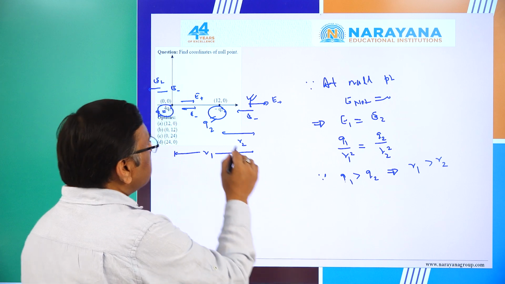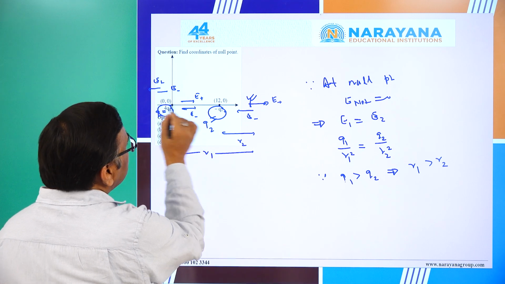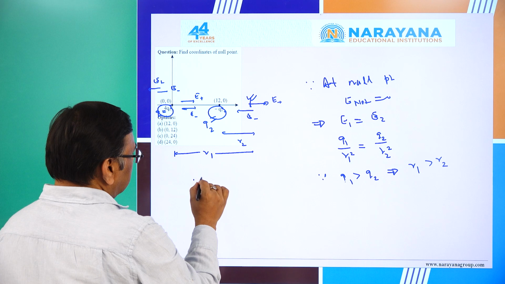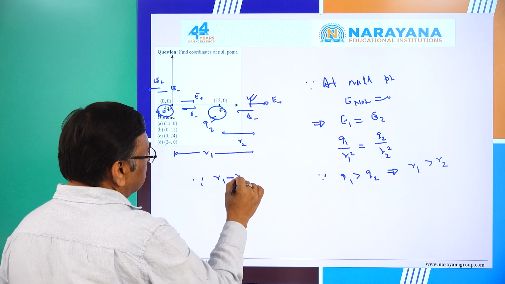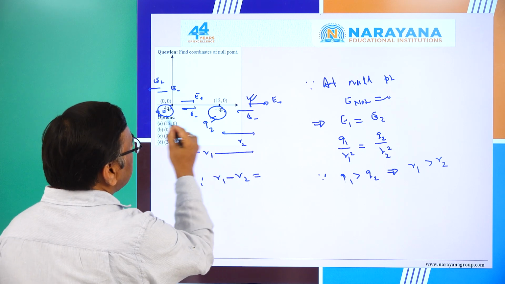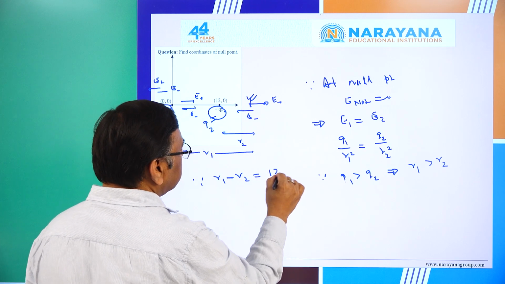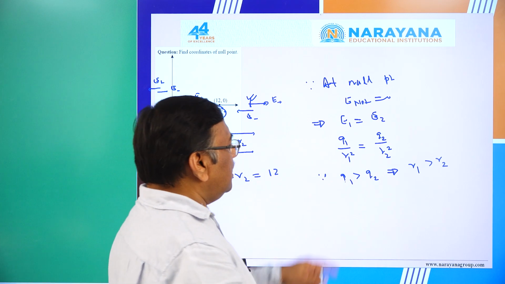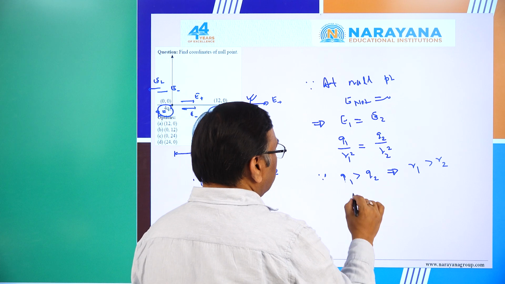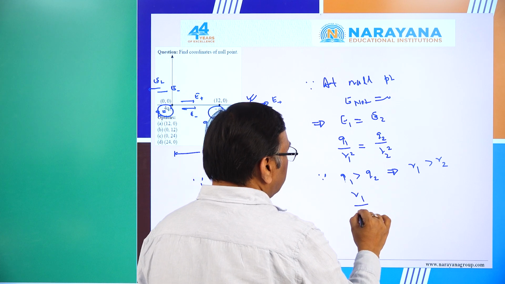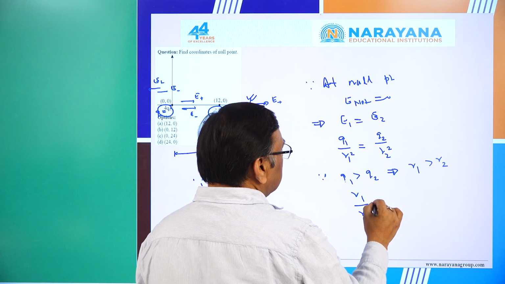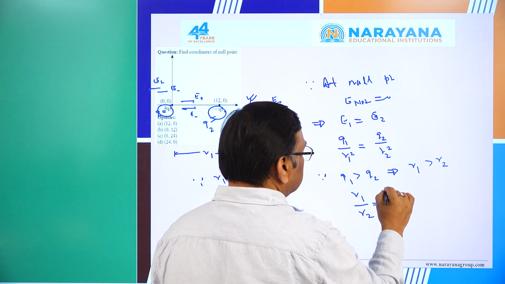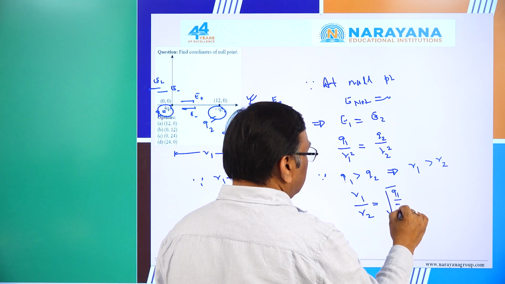So if I write this distance, what we can write now, R1 minus R2 is going to give you, in the question it is given, R1 minus R2 is 12, and here we can say R1 upon R2, in the question you can find from here also, R1 upon R2 is equal to under root of Q1 upon Q2.